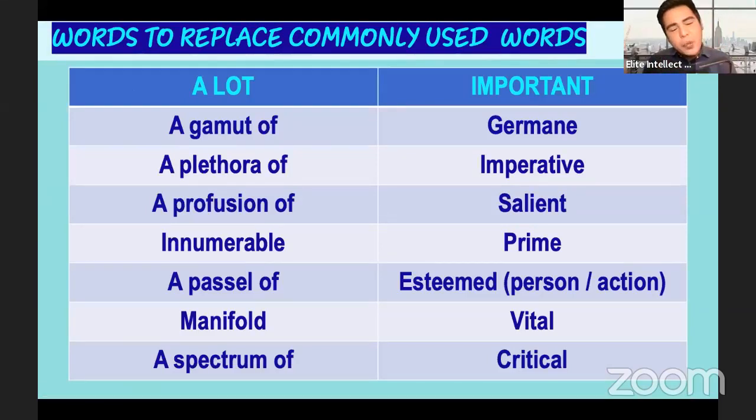Can we use mandatory instead of important? Girly, when you say mandatory, the direct meaning of this one is, let's say, required. Okay, required. So it doesn't fall on the context. So be careful with that, anak. Thank you so much for asking, girly. Okay, mandatory, di ba? How about paramount importance?